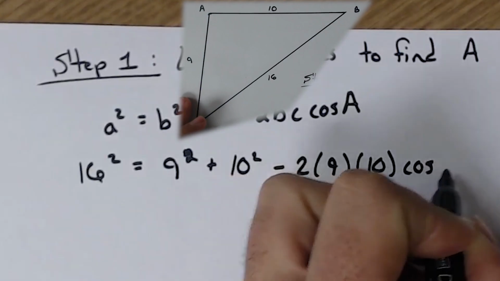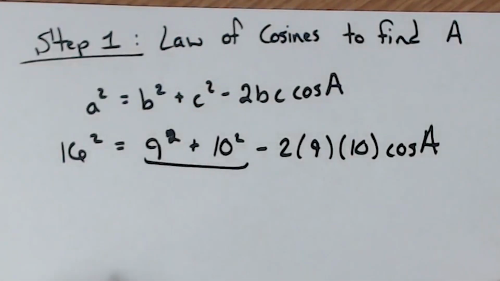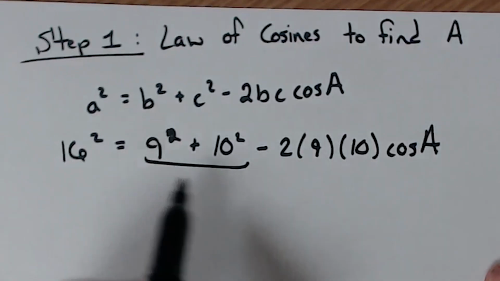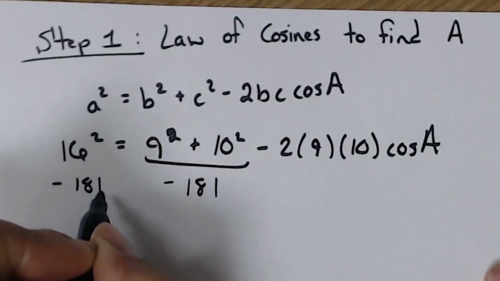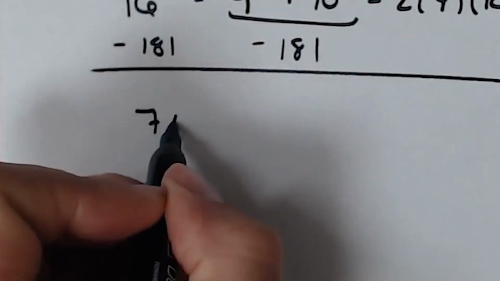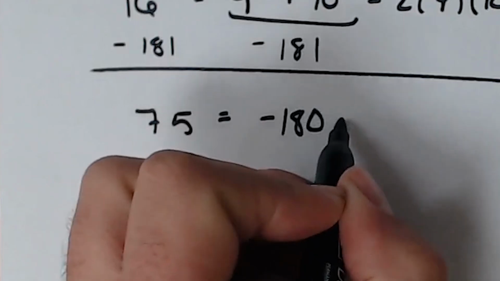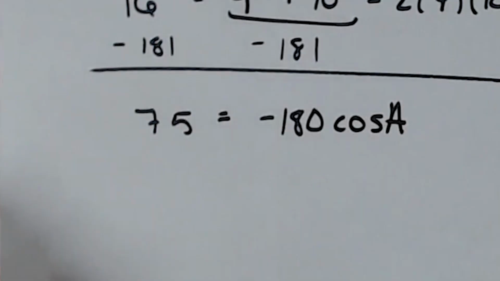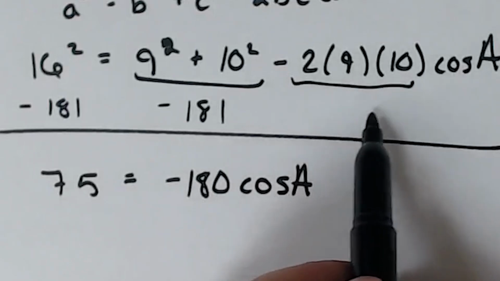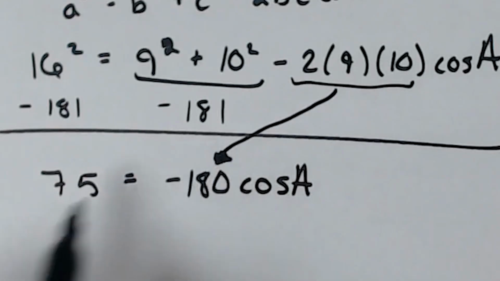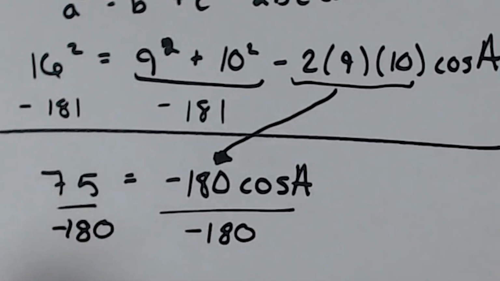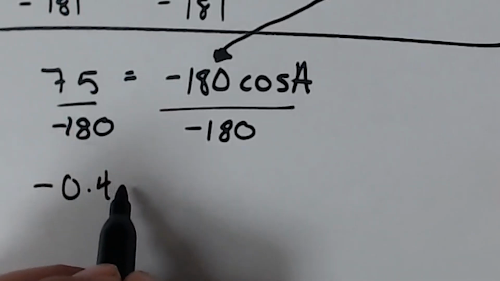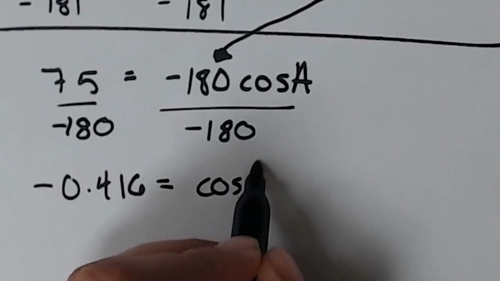Plug all of that in, cosine A. All of this stuff are numbers. I'm going to do what I can to get rid of those. Those two together end up being a negative 181. I'm going to subtract 181 from 16 squared, which is 256. So I end up with 75 equals negative 180 cosine of angle A. So all of that there gets me my 180. Now I need to divide by negative 180. Since I have a positive divided by a negative, I now have negative 0.416 equals cosine of A.